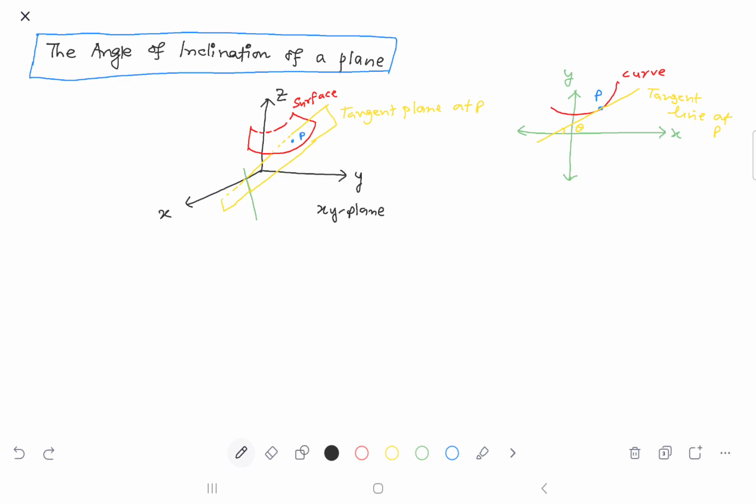So how do we do that? Basically, if you have two planes and you want to calculate the angle between them, it is enough to find the angle between the normal vectors of the two planes.